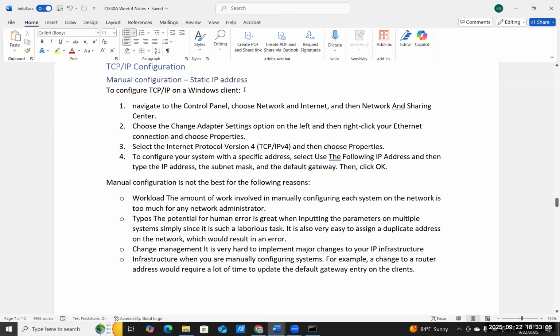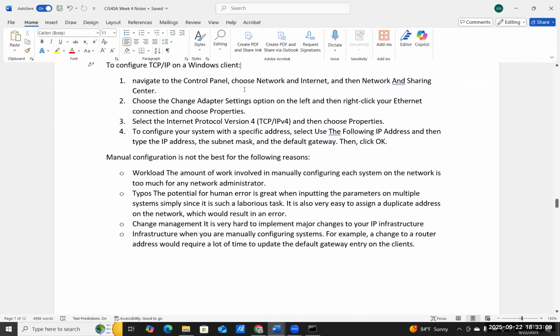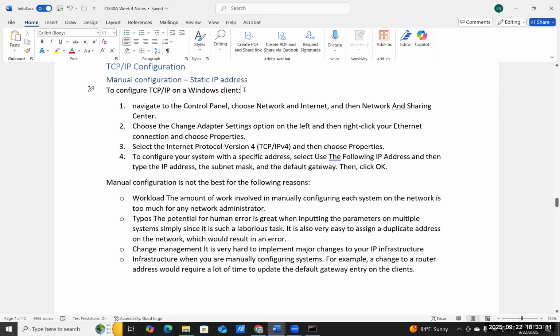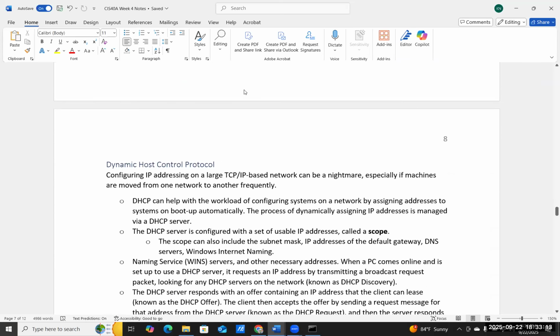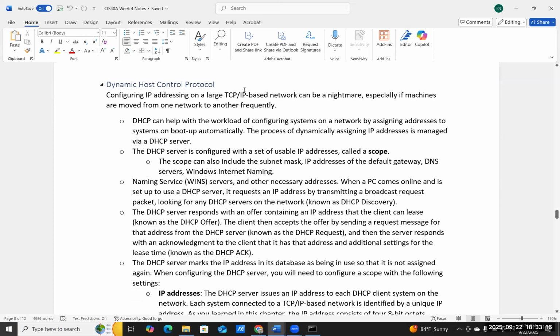Okay, so here, we're going to do a little bit of this in Linux today, and then we will do this in Windows down the line. Your Windows 10 actually had a static IP already when I copied it.